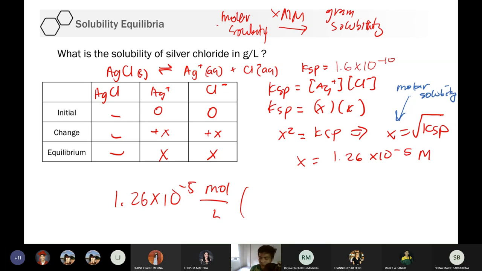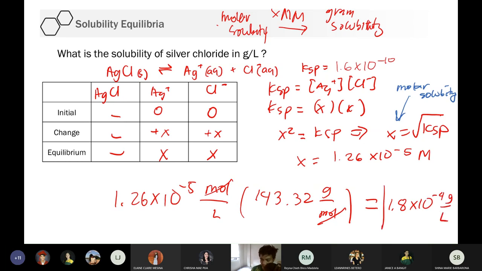According to Google, that's 143.32 grams per mole. So as we multiply the molar solubility and the molar mass, the moles will cancel, giving us the units gram per liter. So the solubility of silver chloride in grams per liter is 1.8 times 10 raised to negative 4 grams per liter.